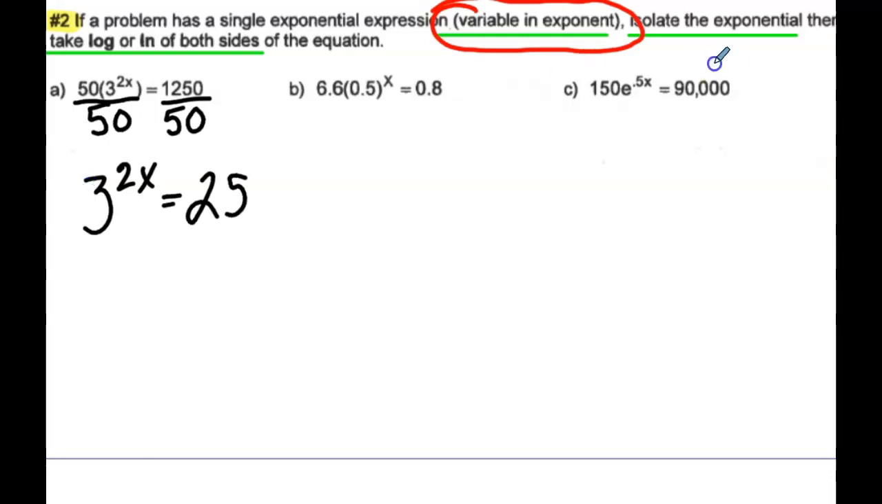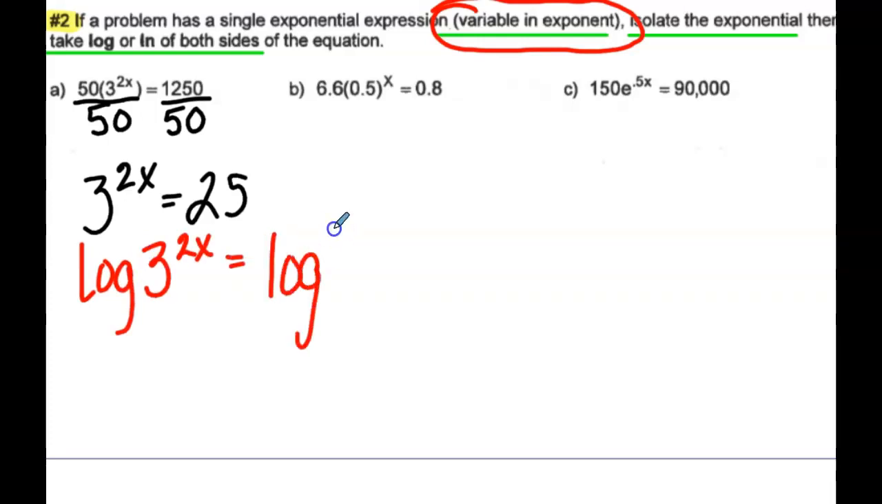Now it says once we've isolated the exponential or the thing that has an x, we're going to take the log of both sides. Anybody have a preference what we do on this first one? Do log maybe? We're going to write this. Okay, then what?